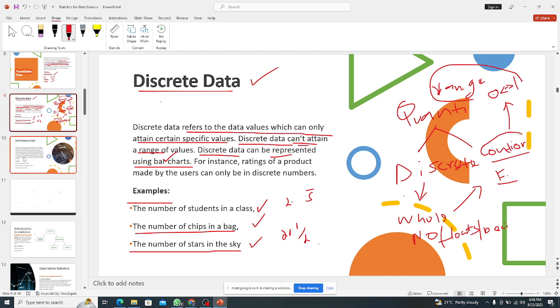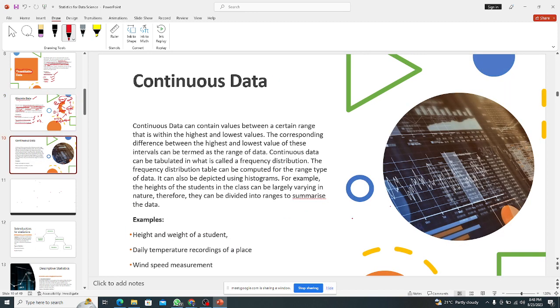Let's go to continuous, and then maybe I will receive some questions or comments, or you can add some points. I might have missed something about the data types. So let's go to continuous. For continuous data, I guess we've discussed more about that. Let's just see what the slide is telling us.